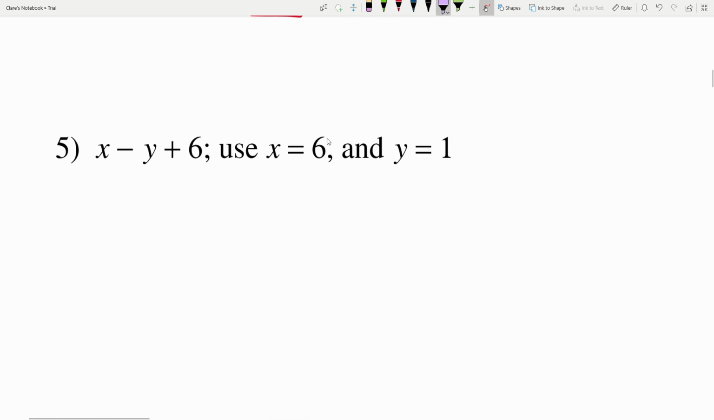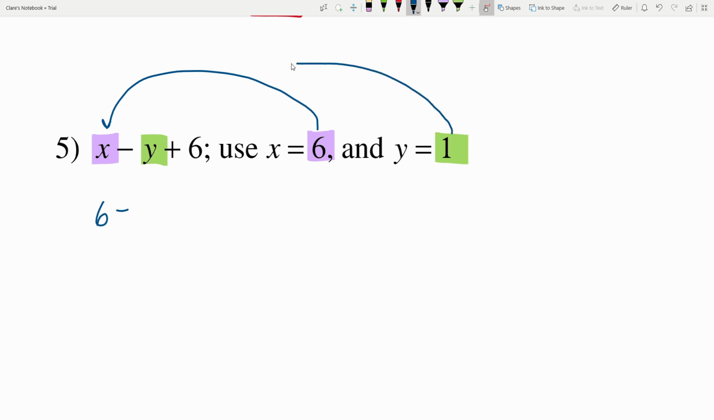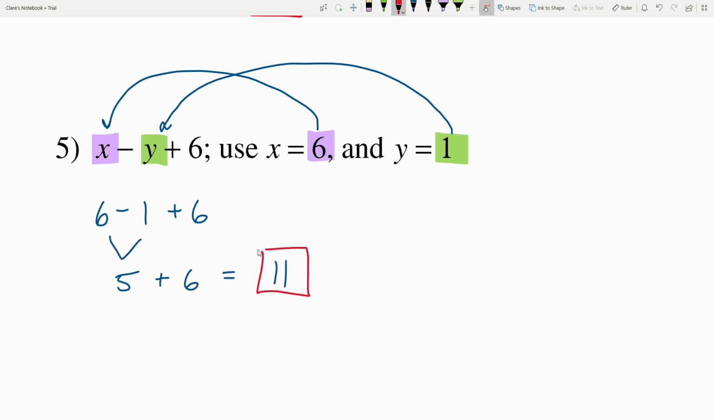I have x is 6, and there's only one x, and I have that y is 1, and there's a y. So again, plugging 6 in for x, I'll get 6 minus, now plugging 1 in for y, that'll be 6 minus 1, and then I still have to add 6. Now addition and subtraction, remember, come at the same time, and we need to work left to right. So I have to start with 6 minus 1. 6 minus 1 is 5, and then I'll add 6. 5 plus 6 is 11. 11 is my solution in number 5.